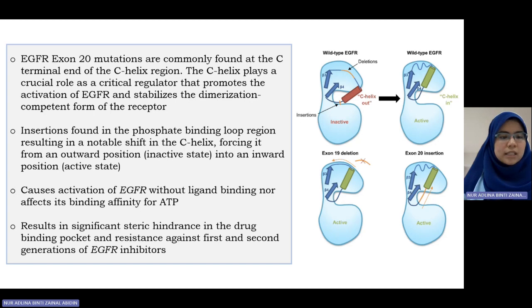This causes activation of EGFR without any ligand binding, but it also does not affect the binding affinity the receptor has for ATP. This, however, results in a significant steric hindrance in the drug binding pocket and also resistance against first and second generation of EGFR inhibitors.